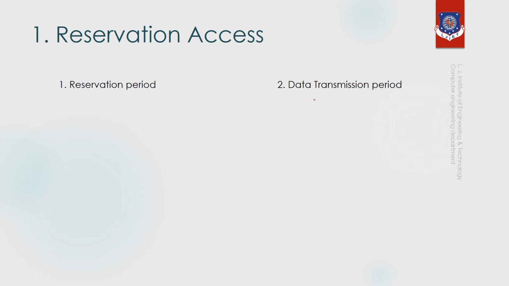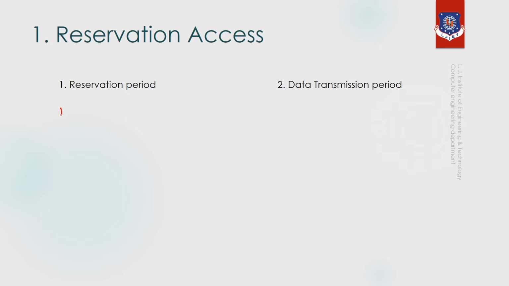Now what is reservation period? So if a station has any data to send, then it must make a reservation during this period, which is called reservation period. And what is data transmission period? So station can send data in this duration only if it has made reservation during the reservation period.